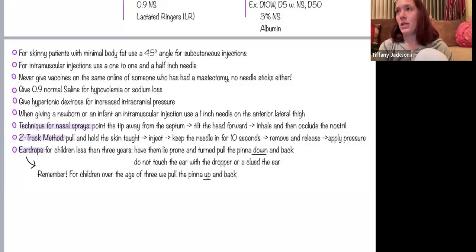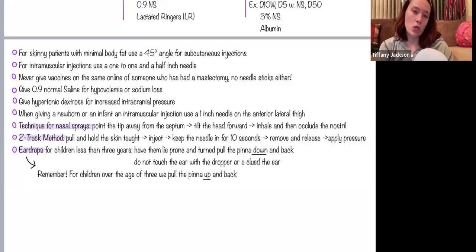If you ever have a patient that's had a mastectomy, we're never going to give vaccines, needle sticks, or IVs on that same arm. If your patient is hypovolemic or has lost sodium, we're going to give 0.9% normal saline. If your patient has increased intracranial pressure, hypertonic dextrose is the way to go. Again, that's your D10 with water, D5 with normal saline, or D50.